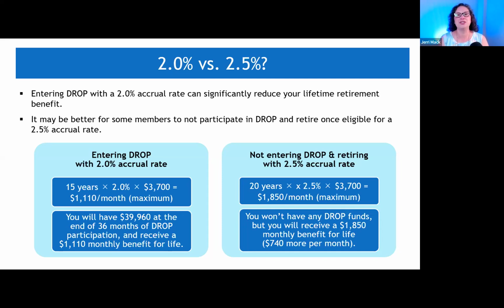So let's take a look at 2 versus 2.5%, as I mentioned. So you may consider, if you're in that first group, and not as many of you are, entering DROP at the 2% rate. This person right here, their DROP was calculated to be a total of anticipated 3 years of service, 3 years of DROP, $39,960. They're going to have that $39,960 plus, once they retire, let's say they don't work after DROP, $1,110 per month. So let's say that they didn't do that. If they waited to get to 20 years to get to the 2.5% rate, so now we have 5 more years in the system and we're at 2.5% benefit factor, we're at $1,850 per month. We don't have a DROP benefit, but we have $740 more per month.